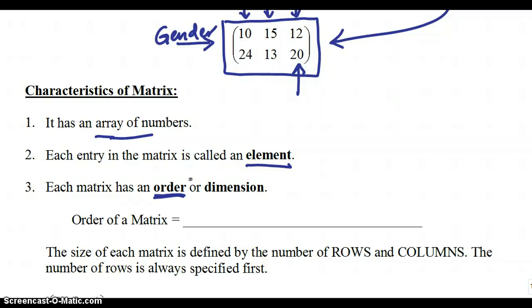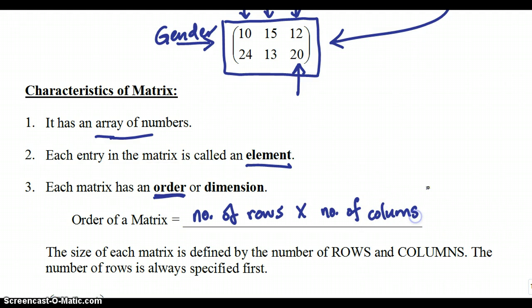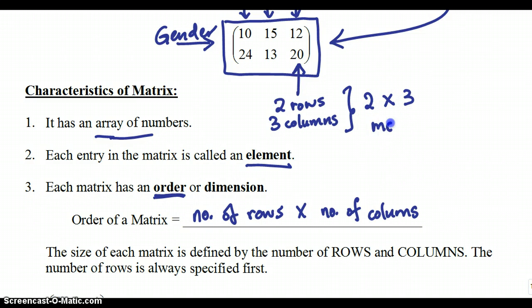How do you define the order of a matrix? The order of the matrix is defined by the number of rows times the number of columns. And you realize that rows is always specified first. So taking the matrix above as an example again, we see that this matrix has 2 rows and 3 columns, remembering rows are horizontal, columns are vertical. So we can say that this is a 2 by 3 matrix.